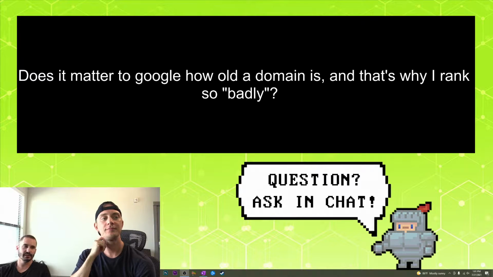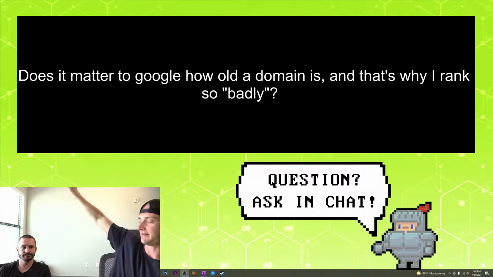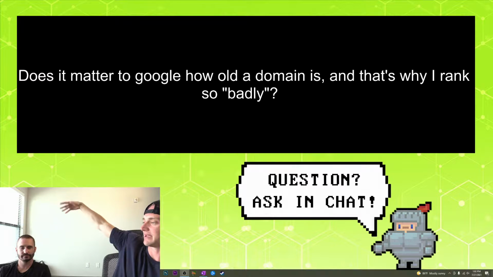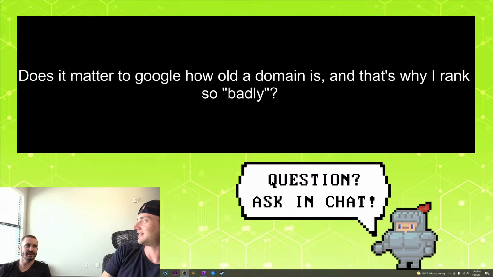But it still helps, there's no doubt about it. So yeah, if you've got an old domain, and it's had basically 0 pages indexed, you're not just gonna auto rank. It's a newborn, more or less.